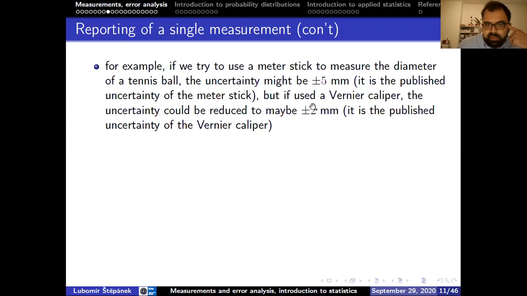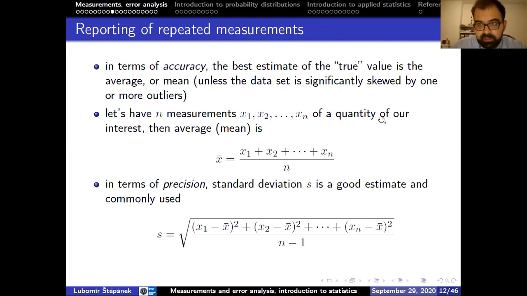So you can see that if we use a more precise instrument, we are of course going to get a more precise final measurement estimate. These two numbers are, for example, just Googled, or in the case of the vernier caliper, there is some documentation which is usually distributed with the instrument. So we can just search for it in the documentation, because if you measure only once, as I told you several times before, you are not able to calculate any metric of uncertainty. Now, let's move to repeated measurements.